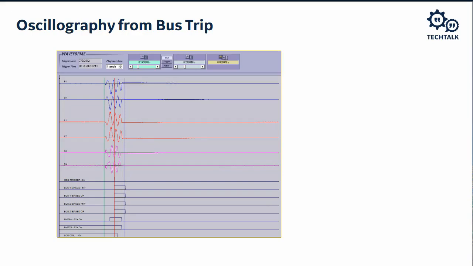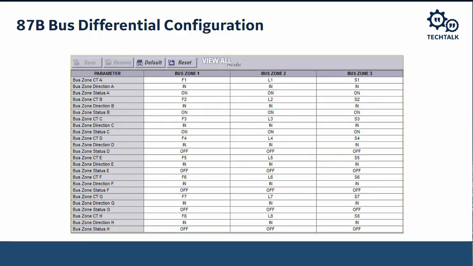But the way this has been configured, what I'm going to assume is that the A phase current had been wired to the F module on the B90 relay. The B phases had been wired to the L module, and the C phases had been wired to the S module, and that's what we see here in the settings.